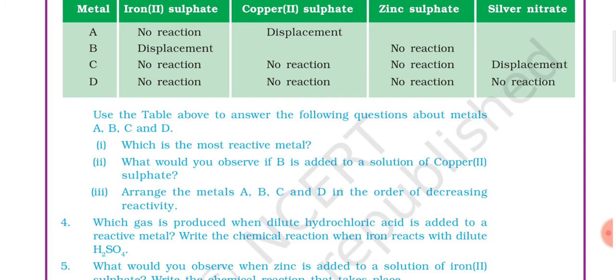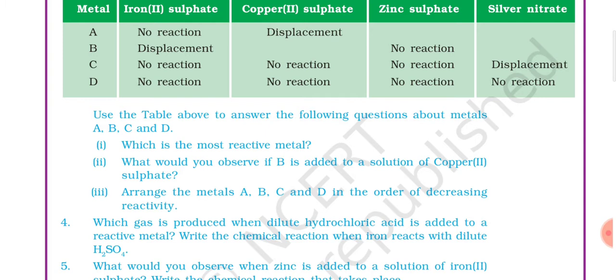So what would you observe? That means what sort of observation you will get if you add metal B to the solution of copper sulfate. If metal B is more reactive than copper, then metal B will displace copper from copper sulfate.